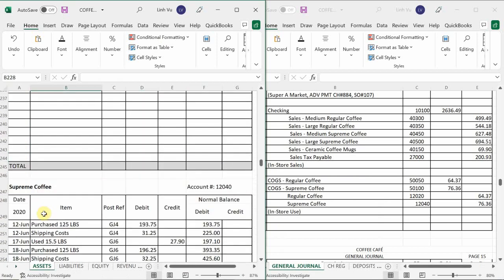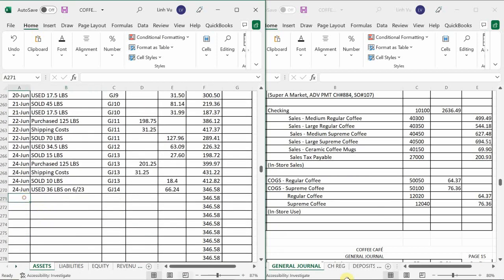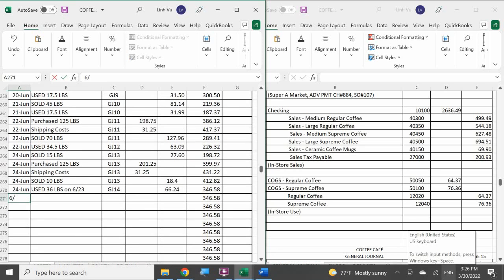Good. So let's go ahead and lastly, update my subsidiary ledger. So in this case, I'm sorry, my Supreme Coffee account. So in this case, right, we got to use 41.5 pounds. Okay. At a total of $76.36. So I should currently have $270.22, which does indeed match my inventory worksheet. Okay. All right.